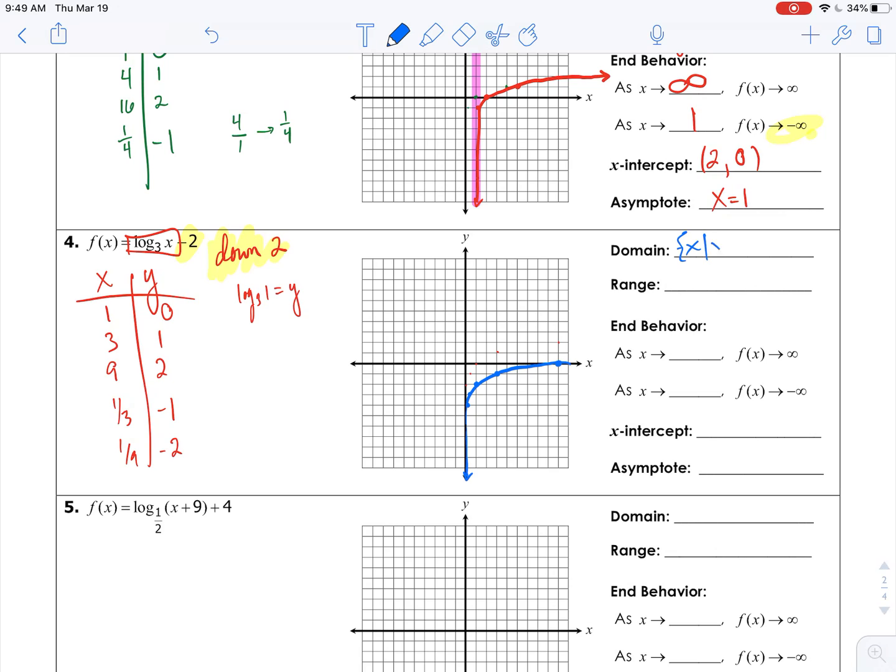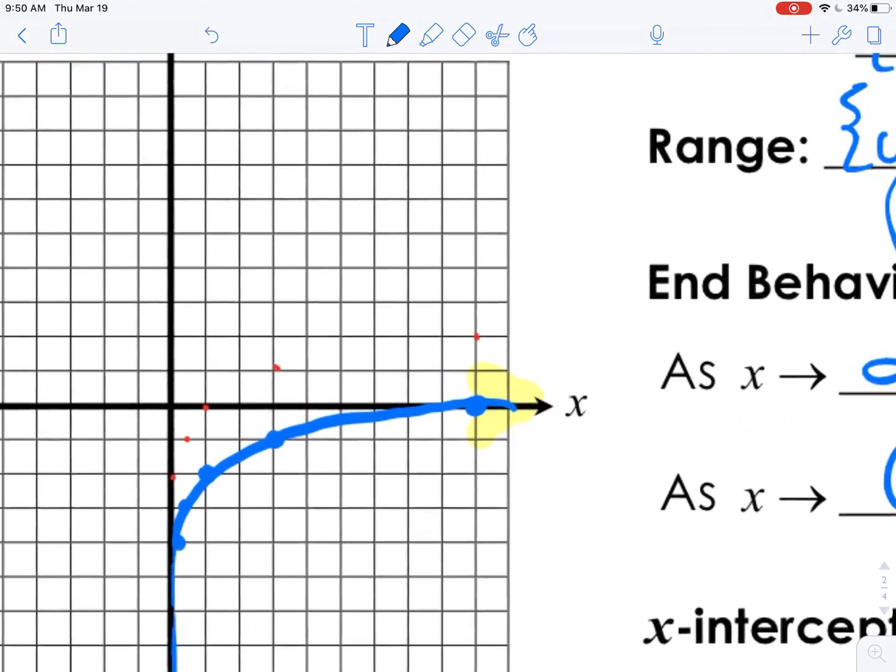Now the domain, x, we didn't shift left or right, so x is bigger than 0. Y is still all real numbers. When is my graph going toward infinity? When is it getting higher up that y-axis? That's as x goes to infinity. And when is my graph approaching negative infinity? When is it going down forever? That's as x gets closer and closer to 0.